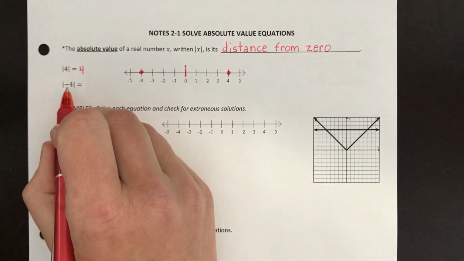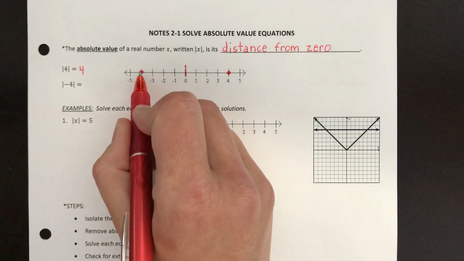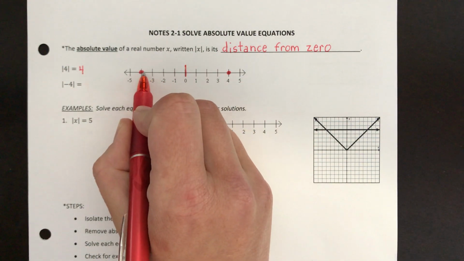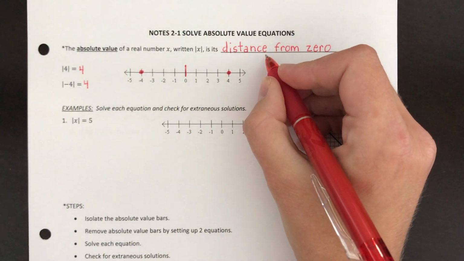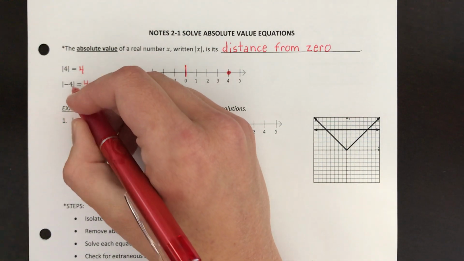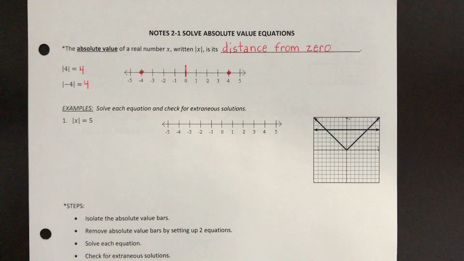Similarly, the absolute value of -4 means I want to know the distance from -4 to 0 on the number line. So that answer would be 1, 2, 3, 4 units. So you can see, since absolute value is distance, our answers when we compute an absolute value are going to be positive values because distance is positive. Okay, so let's get to some examples.